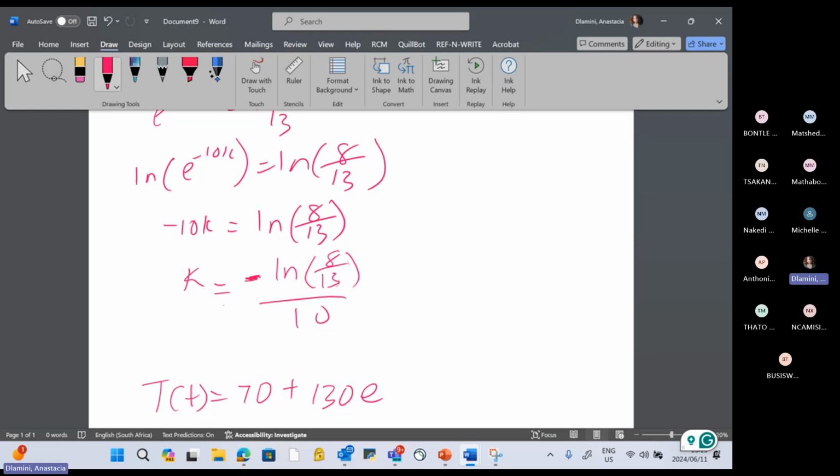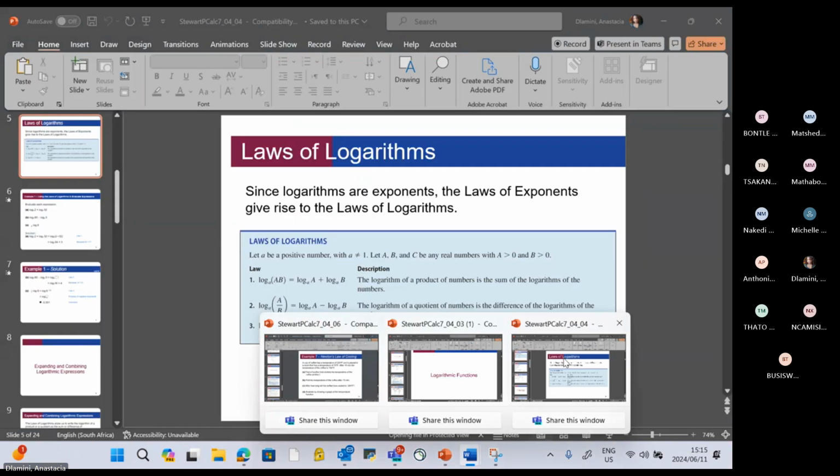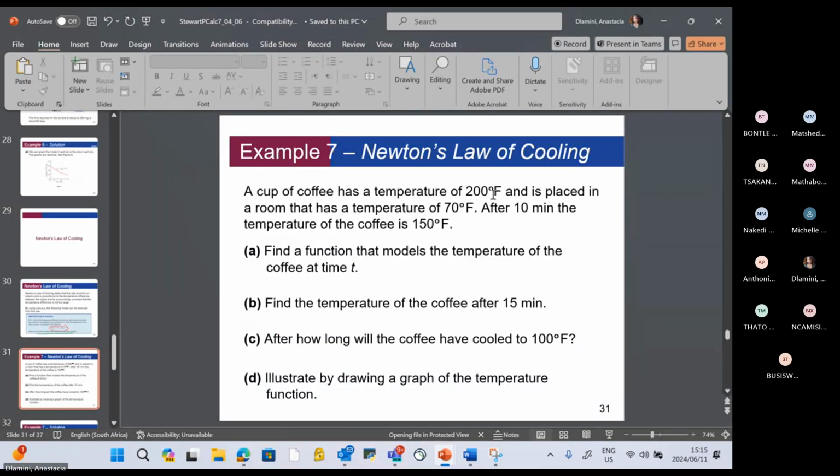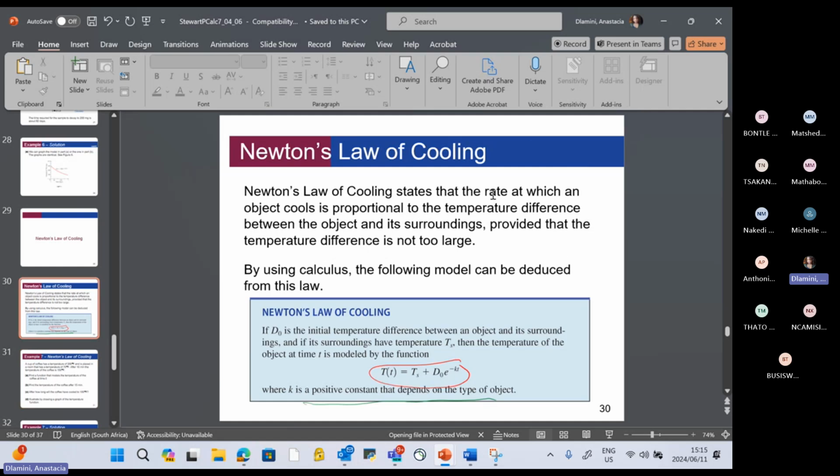Okay, so let's go back to the definition. K is positive, such that when you substitute here, it will model the graph, and the graph will be a decreasing function because your temperature is decreasing. So in your mind, do you have a picture of how your graph will look like, guys? Yes, we do, ma'am.